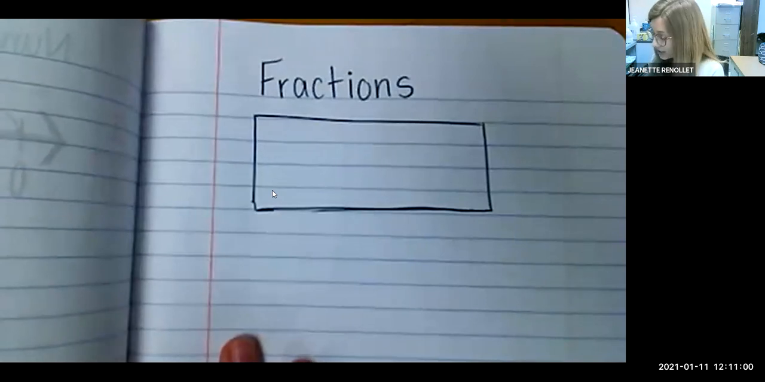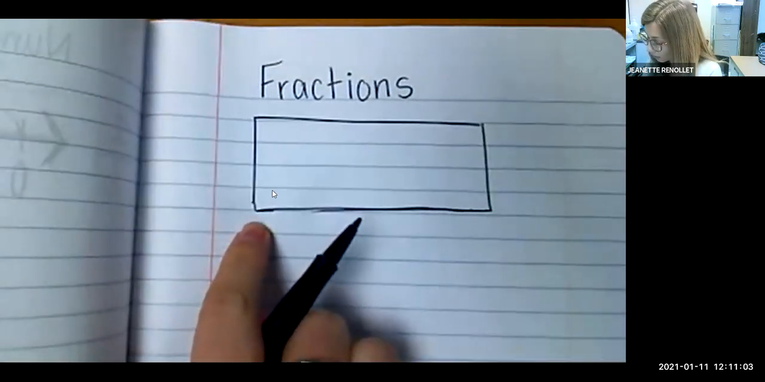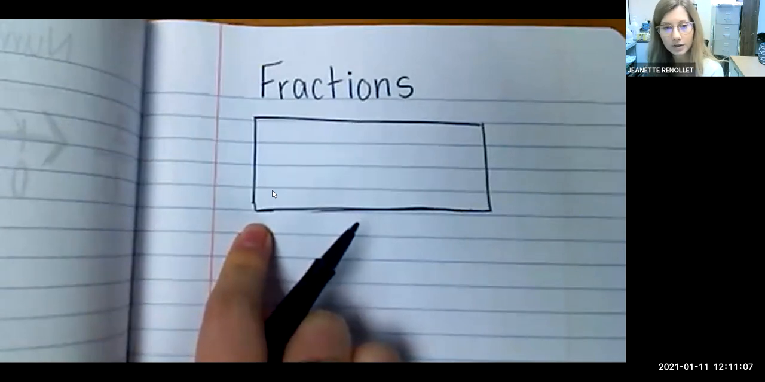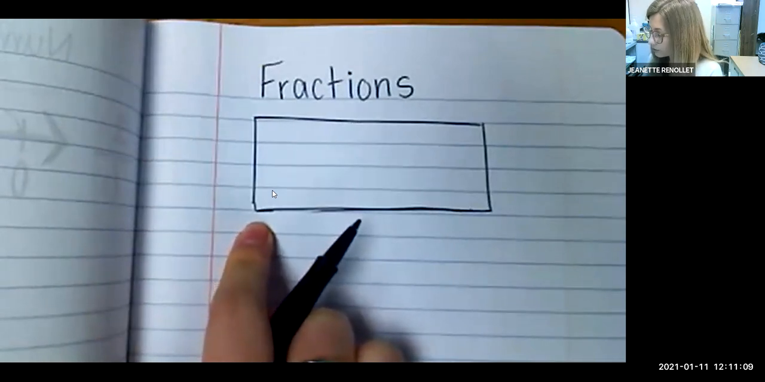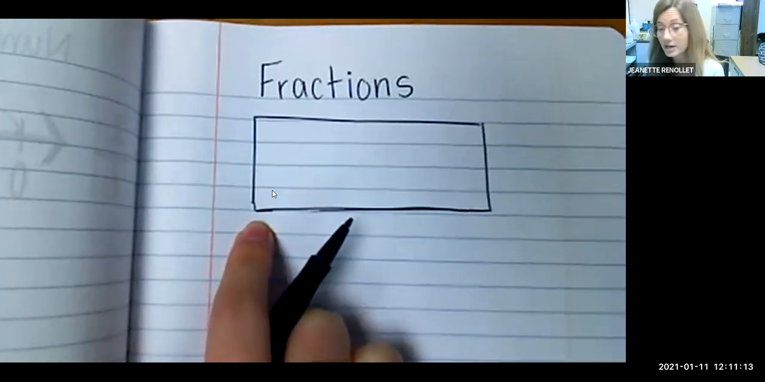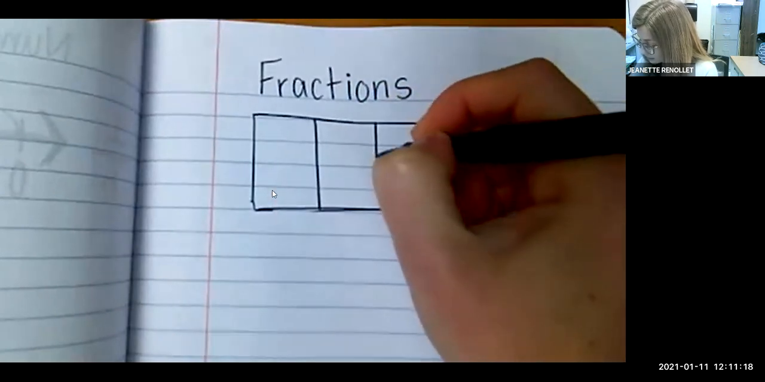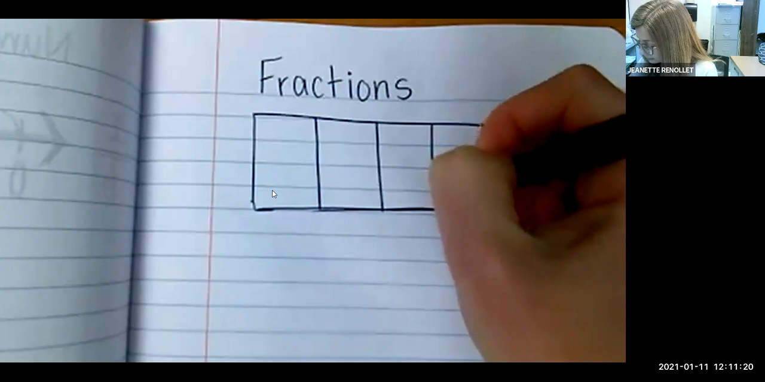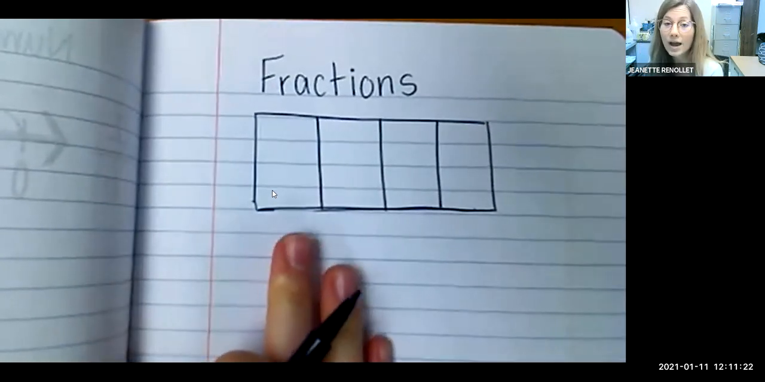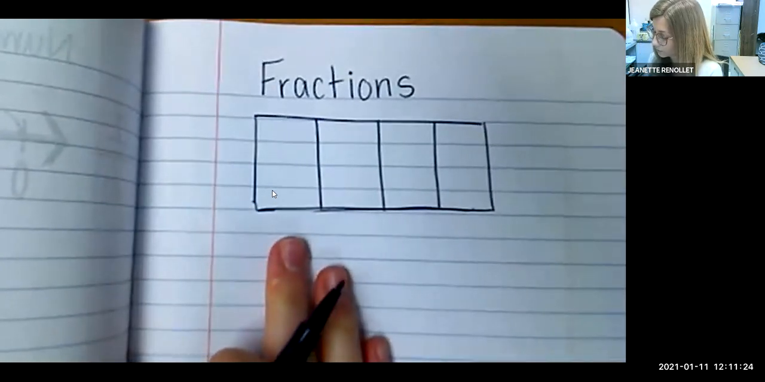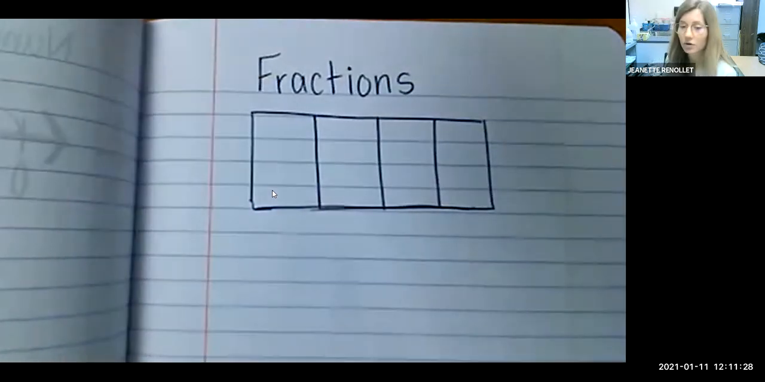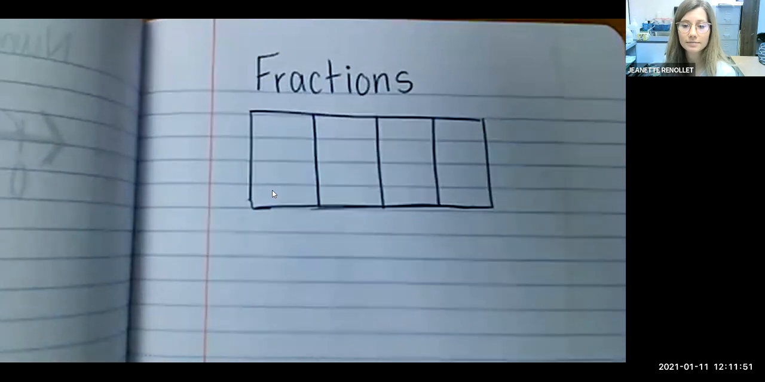And we are going to partition this first model into fourths. There are two ways to partition into fourths. Today I'm going to do it like this. This is one way to partition into 4 equal parts. Please partition your model into fourths.